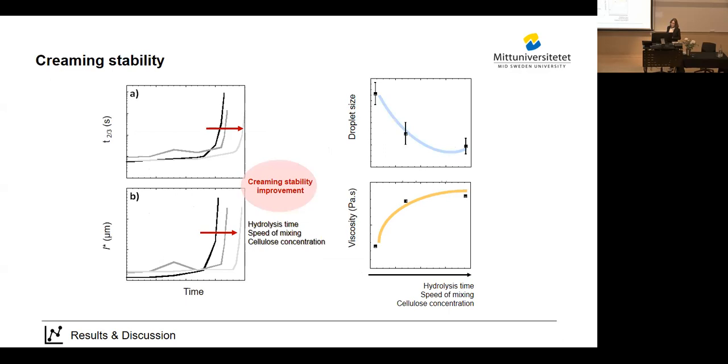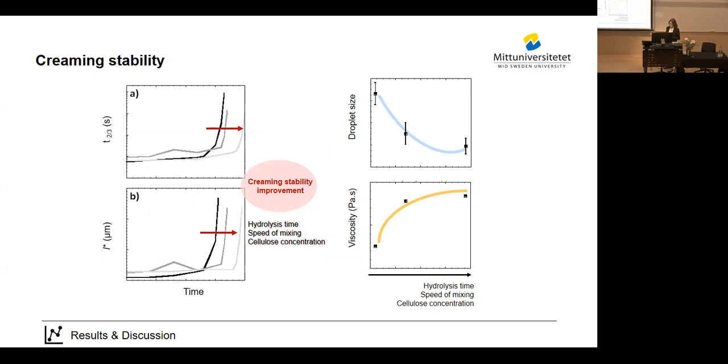Also, creaming stability was seen to be improved if we increase the hydrolysis time, which means we have shorter chains, or the speed of mixing and cellulose concentration. This was a consequence of a decrease in droplet size, which led, on the other hand, to an increase in viscosity of the systems.